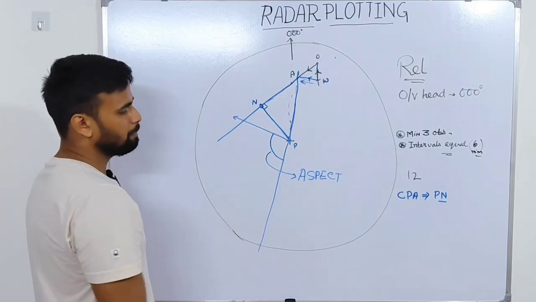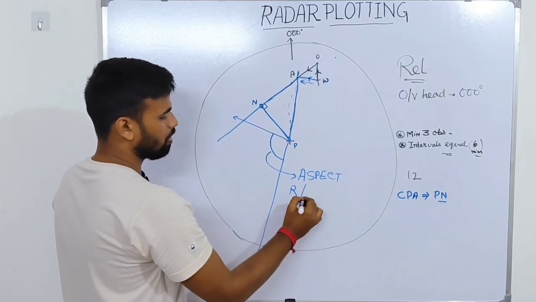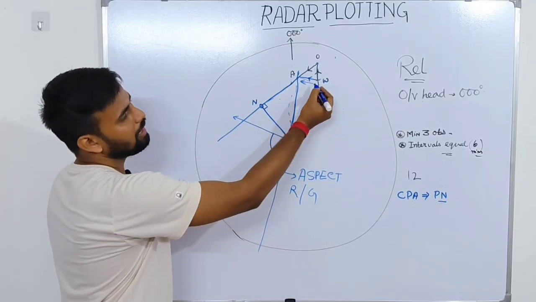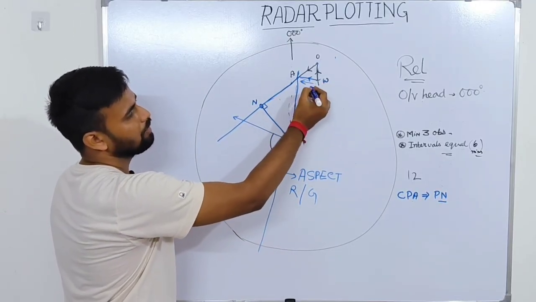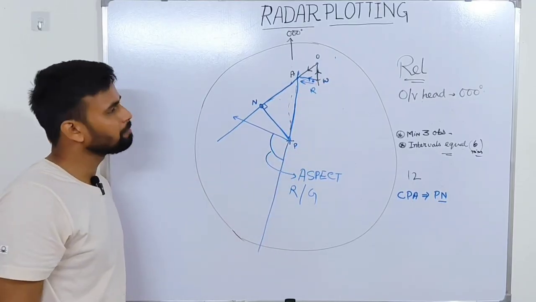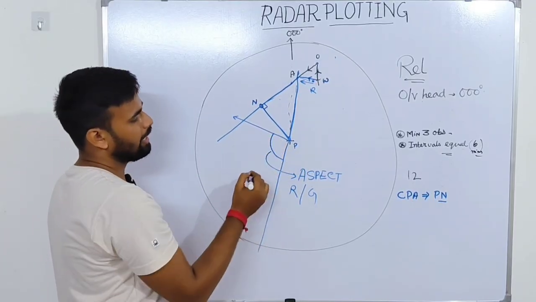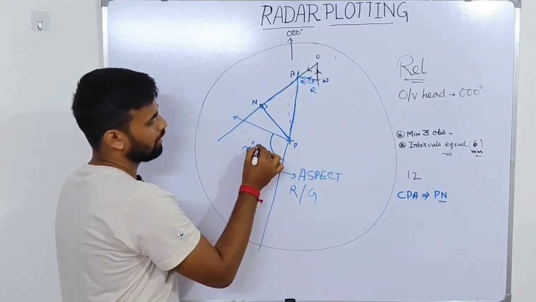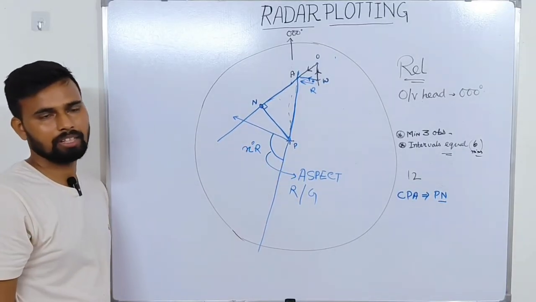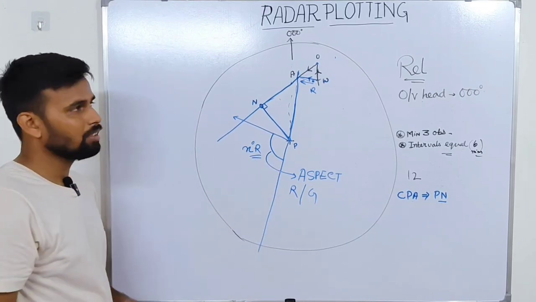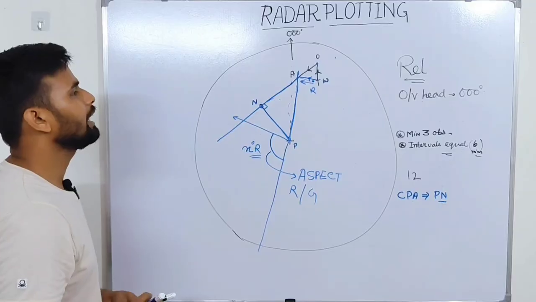And this aspect can be red or green. How to decide this one? You can see if the vessel is moving like this, you can see the red light over here, the port side light, right? So after we get this angle, maybe x degrees red, it will be the answer. So like this we denote the aspect. So this is all for the radar plotting.